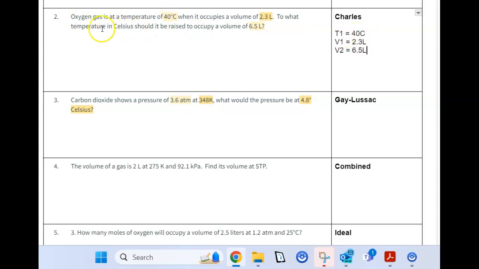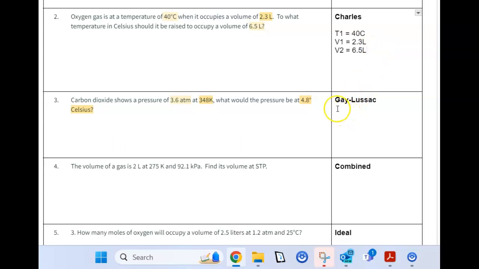And it says what temperature in Celsius, so you can just go Celsius to Celsius on this one when you ultimately solve this problem. But if you're not quite sure how to solve the problem, that's okay. Tomorrow you'll get a little bit more help. But what you're doing today is just highlighting or circling your variables and identifying what they are.